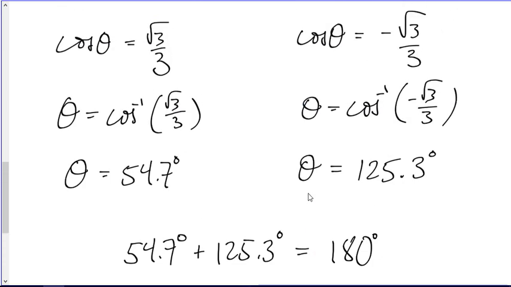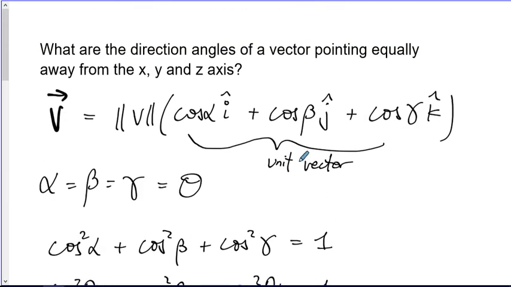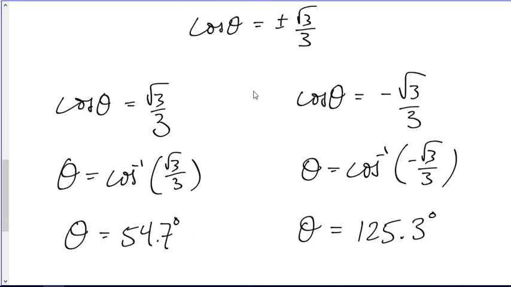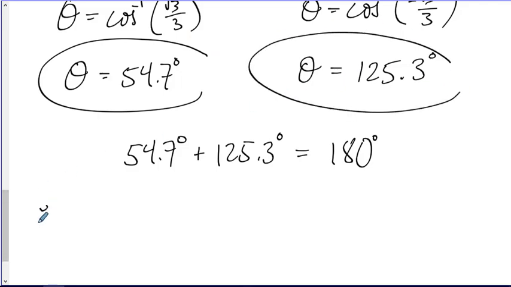Let me look back at exactly what the question was. It says, what are the direction angles of a vector pointing equally away from the x, y, and z? And the answer is it's either the 54 or the 125. And these are related in this way, and I'll explain a little bit more geometrically what that is.